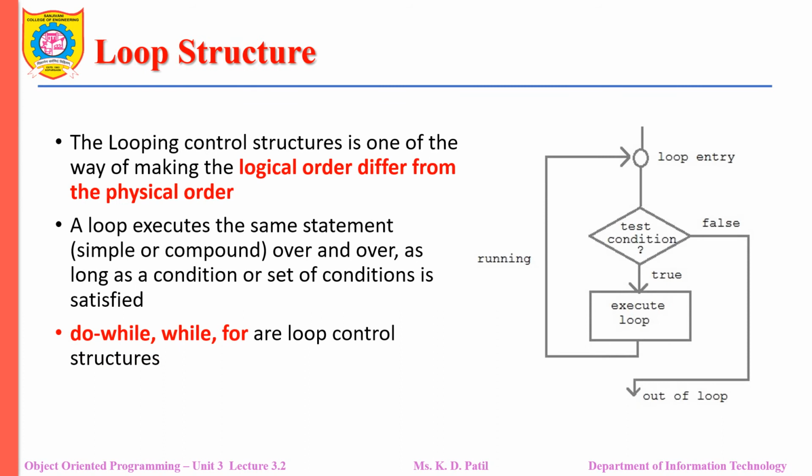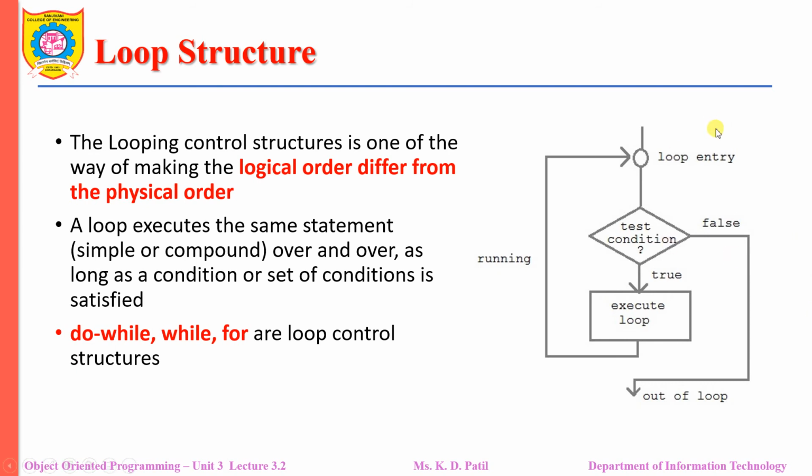Now let us move towards the next structure, the loop structure. The looping control structure is another way of making the logical order differ from the physical order. A loop executes the same statement, simple or compound, available in the loop block over and over as long as the condition or set of conditions is true. Once the condition becomes false, the loop is terminated. Do-while, while and for are the loop control structures.